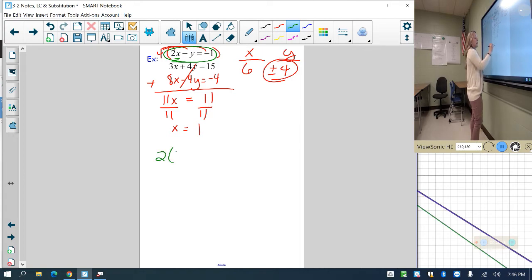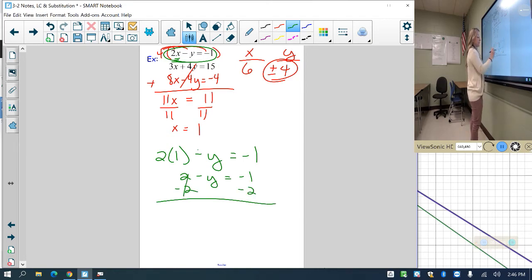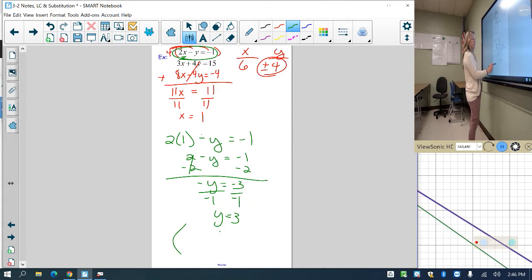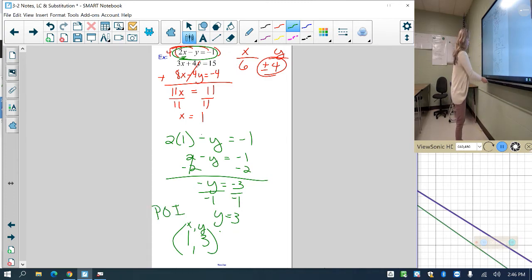So I have 2 times 1 minus y equals negative 1. 2 minus y equals negative 1. Subtract 2. Negative y equals negative 3. Divide by negative 1. Y equals 3. So my point of intersection for these two lines is x is 1 and y is 3. X comes first, then y. It's an ordered pair, also known as the POI, or point of intersection.